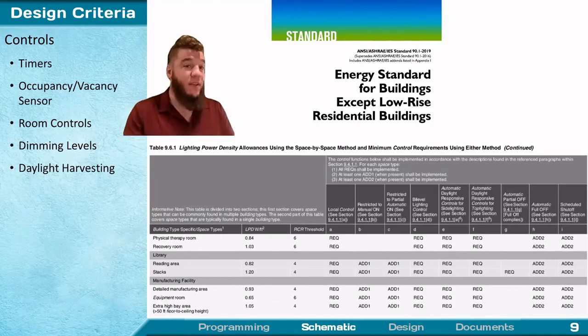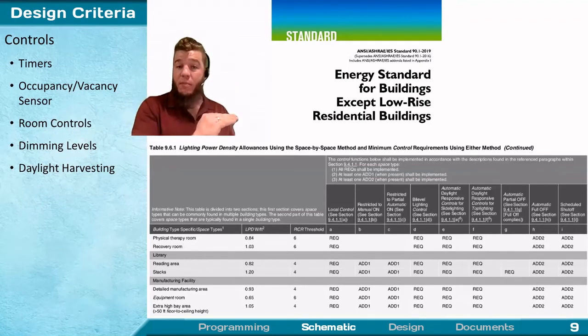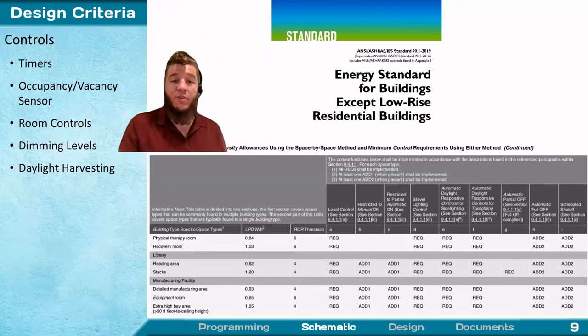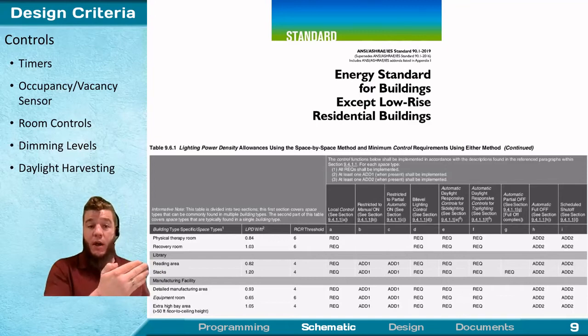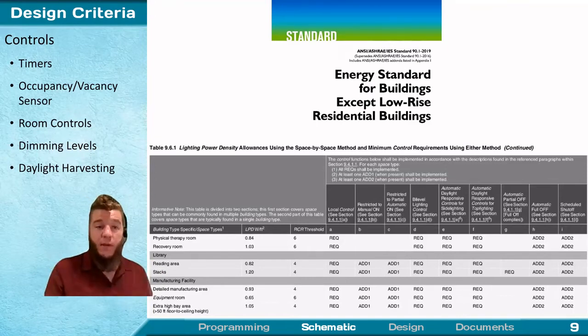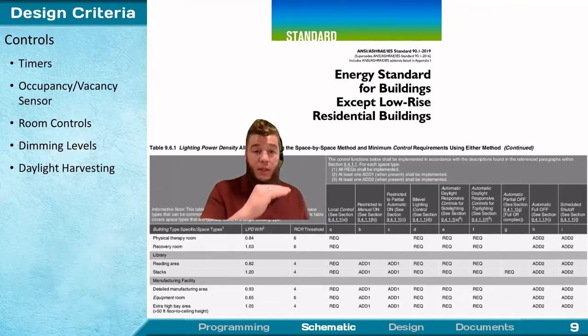Now, I don't want to spend a whole lot of time here because I actually do have a dedicated controls lecture coming up in 2 weeks. So hold off on the controls aspect of your project until that point. But I wanted to point it out. And here's what that table looks like. So you can see that you have particular building or space types. Here is the lighting power density limit. We're going to come to that in just a second here.